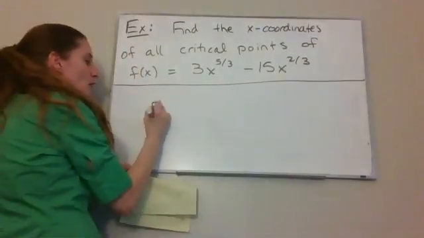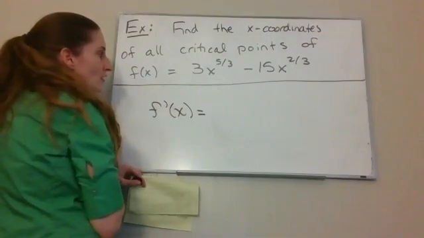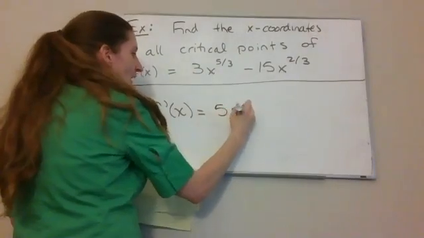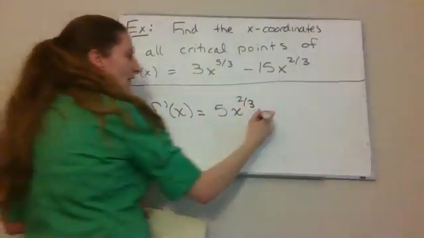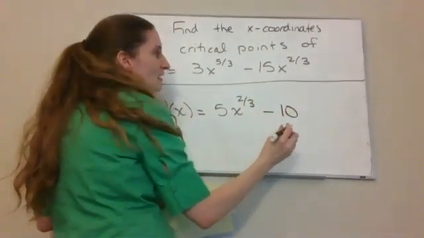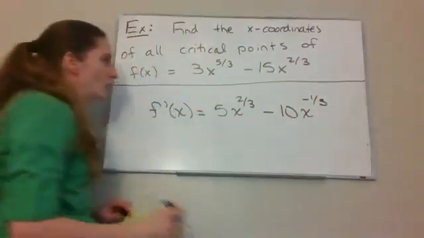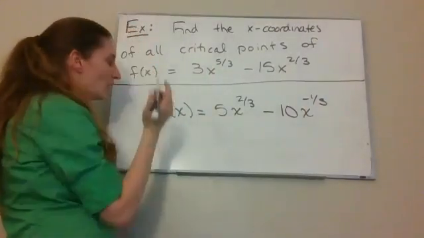Using my power rule, I get that this derivative is, well, 3 times 5/3 is 5, x, my new power is going to be 2/3. And then the 15 times 2/3 would be a 10. And I would have x to the negative 1/3 as the new power. And we're going to find where this is equal to 0 or undefined.